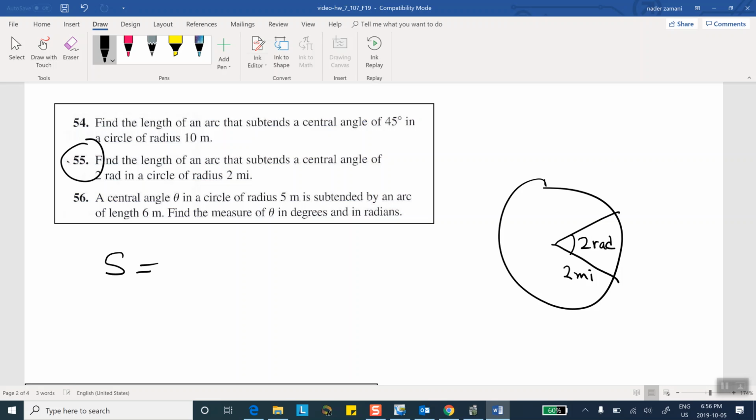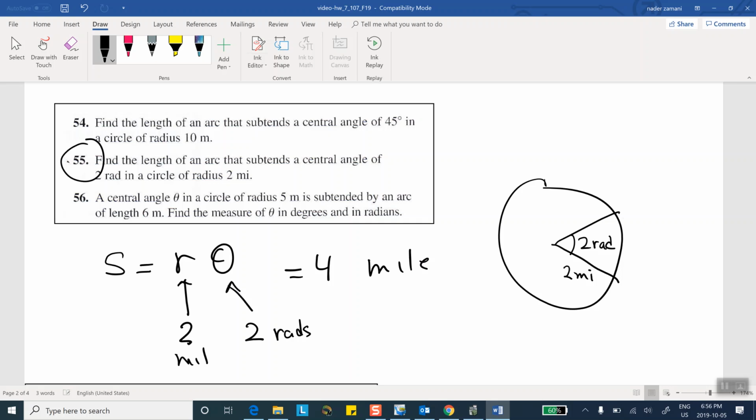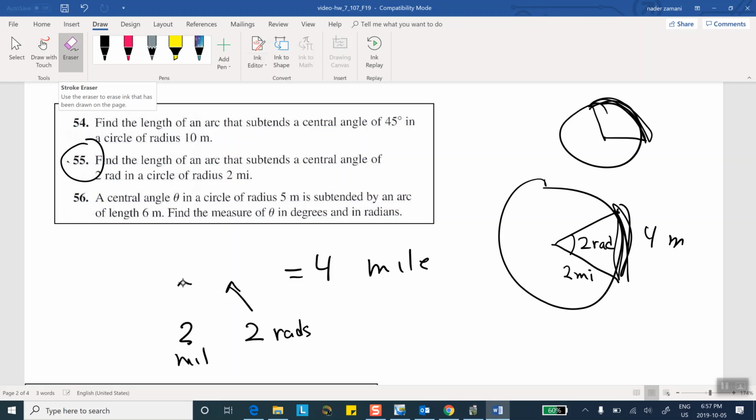So we're going to say S equal to R theta. Radius is 2 miles. This is 2 radians. And the answer is 4 miles. So this length is 4 miles. Actually, the correct drawing would have been something like this, but we really don't have to know that. What is the arc length? It's 4 miles. Okay, so let's go to number 56.